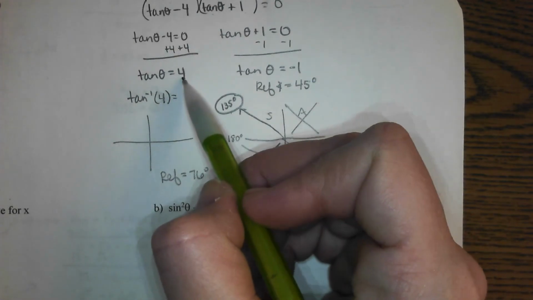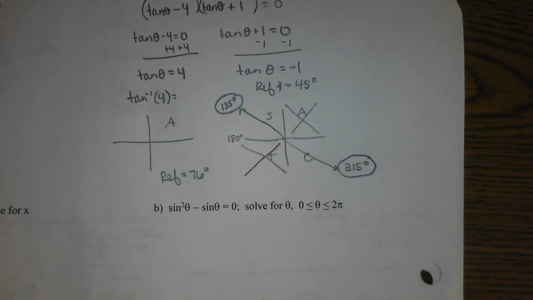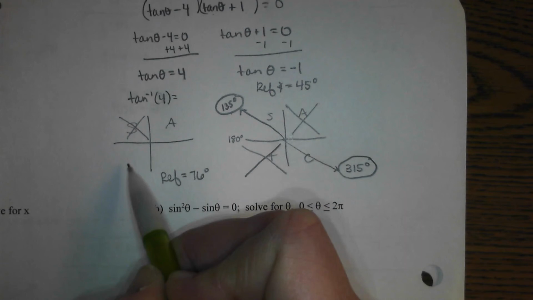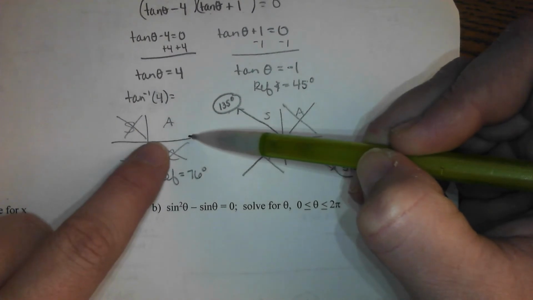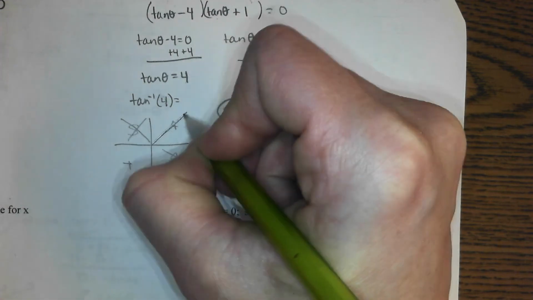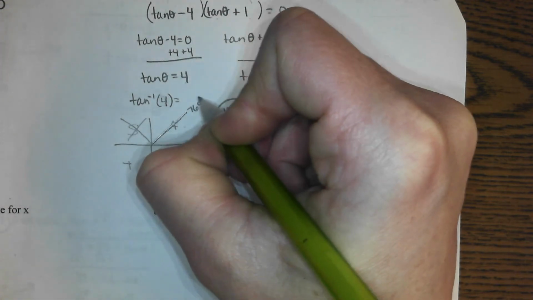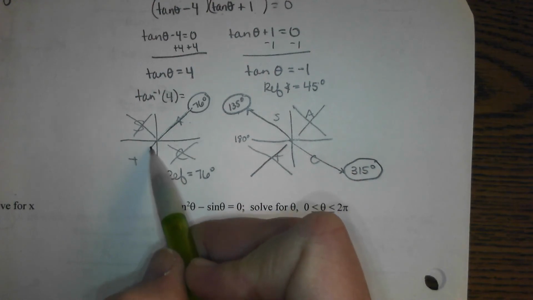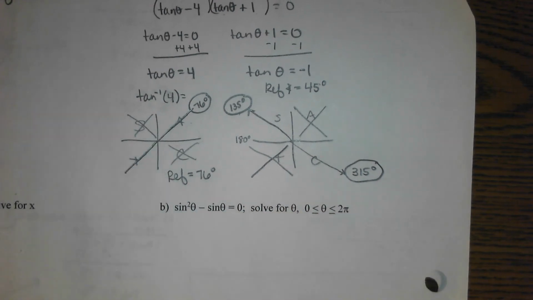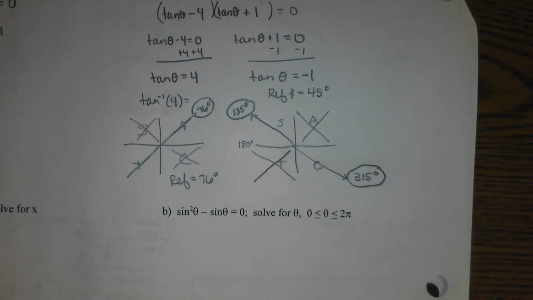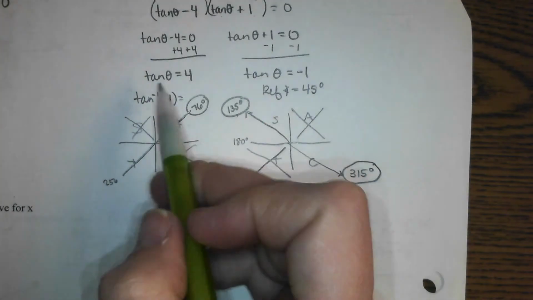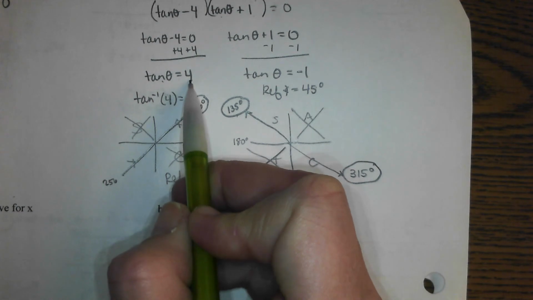When is tangent positive? First quadrant, right? Not the second. The third quadrant, not the fourth. So a reference angle of 76 in the first quadrant is what? 76. And a reference angle of 76 in the third quadrant, how would you get that? 180 plus 76, right? Because tangent is positive. And the two quadrants where tangent is positive are 1 and 3.